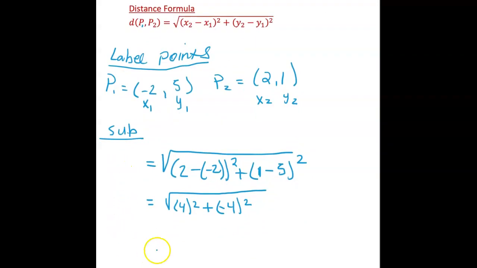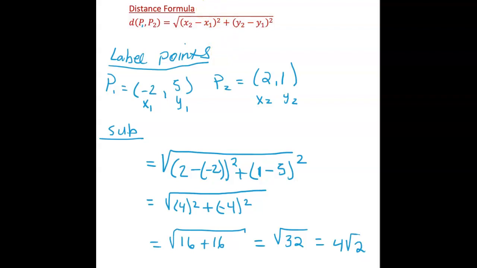Okay, so then this is 16 plus 16. Square root of 16 plus 16 gives you 32. If you go ahead and simplify that, you're going to have 4 square root of 2. Where does that come from? If you take the square root of 32, you can break it into the square root of 16 times the square root of 2. Square root of 16 is 4. The 2 is not a perfect square, so it stays.